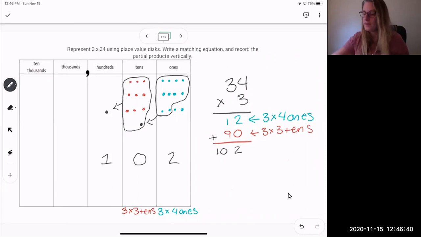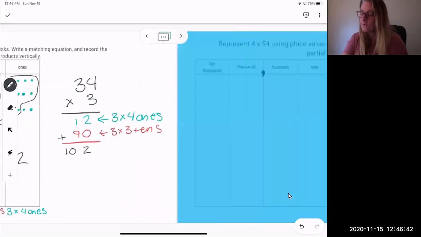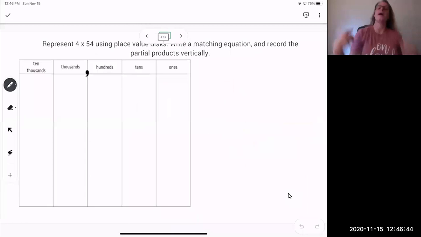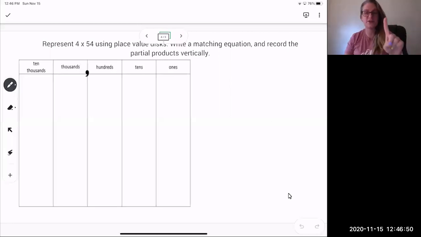Okay. Right now, for this one, I want you to go ahead and represent 4 times 54, if you can, in your place value chart and using partial products. See if you can do it all on your own.